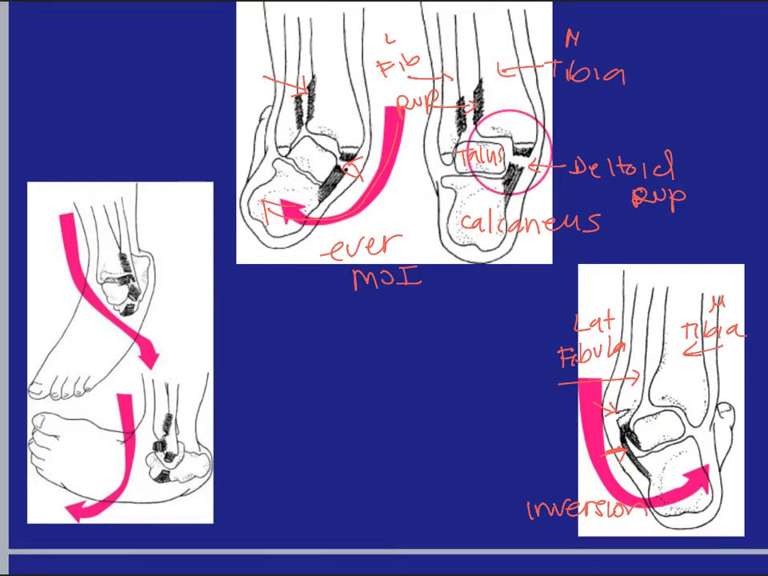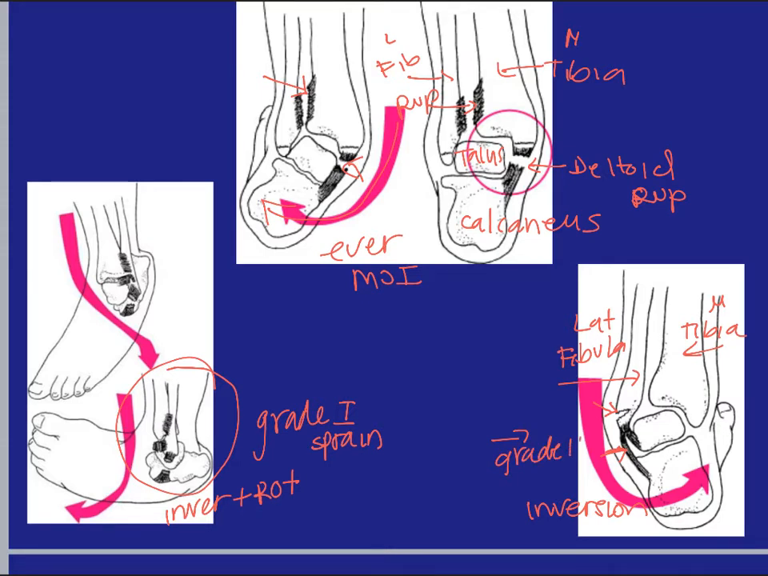Now, with this particular injury on the bottom left-hand side of the screen, we kind of have a little bit of inversion mechanism with rotation, right? So we're getting a little bit of rotation. The awesome thing about this is we see that all ligaments are intact. So more than likely, this is going to be a grade 1 sprain. Makes sense? Down here, we could call this probably a grade 2.